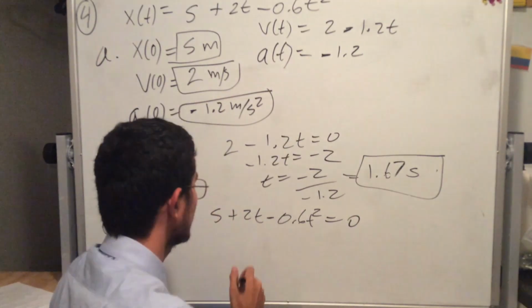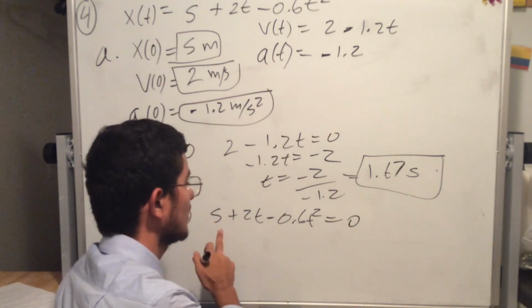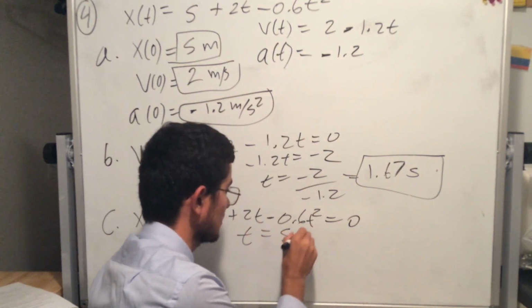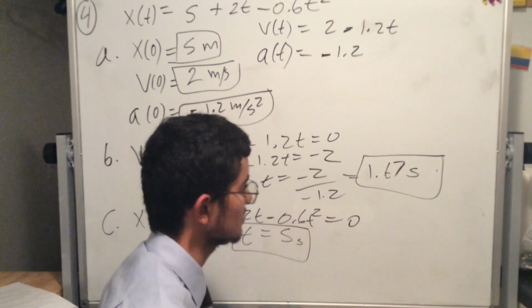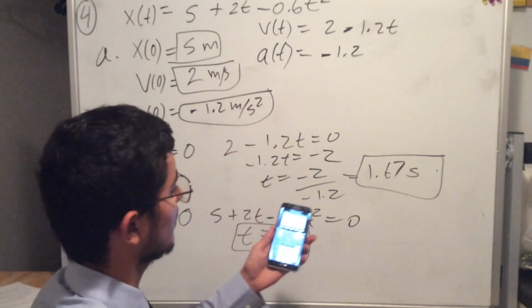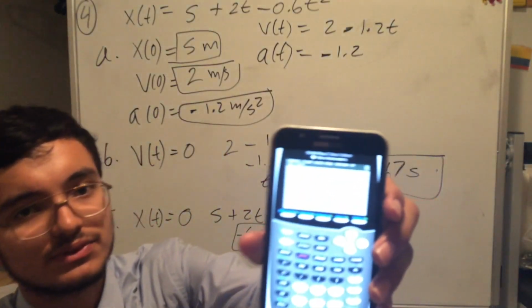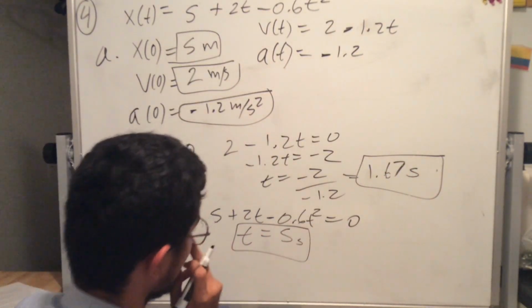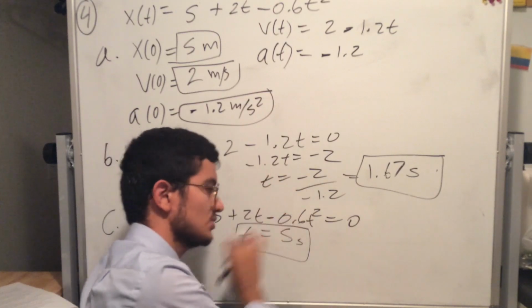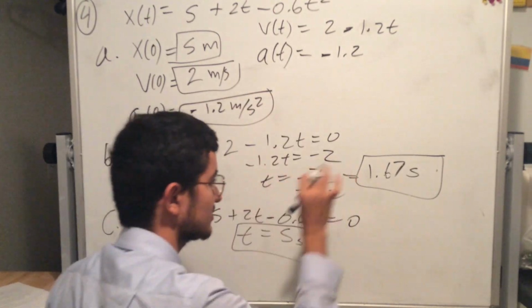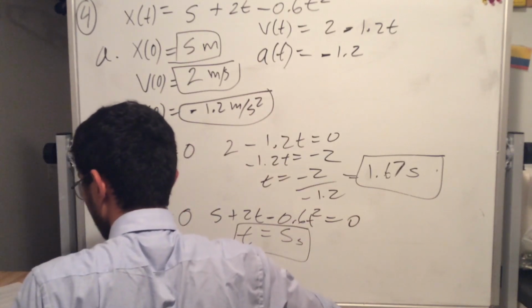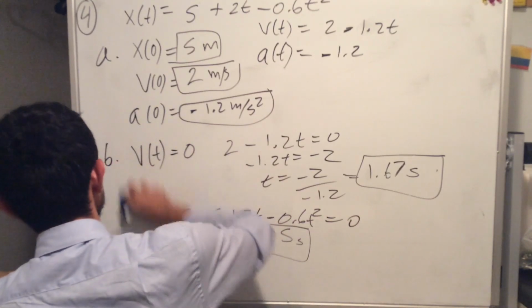So we found out that the object crosses the origin at t equals 5 seconds, using our graphing tool in the calculator right here. So take a look at that. At t equals 5 seconds, the position is equal to 0. So the object crosses the origin at that exact time. Let's go ahead and do the next part. So we're going to do D and E.